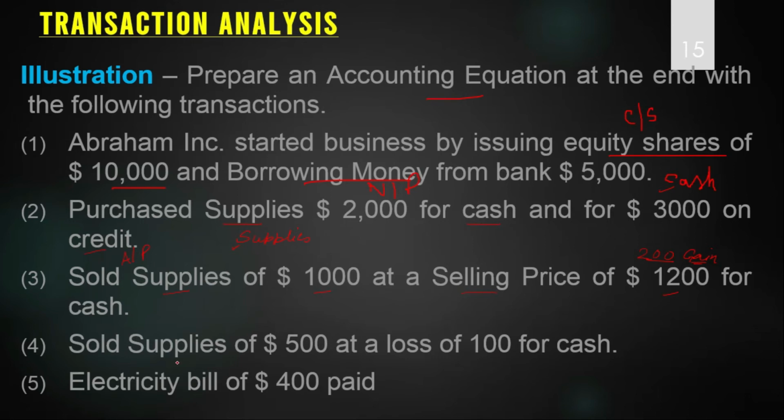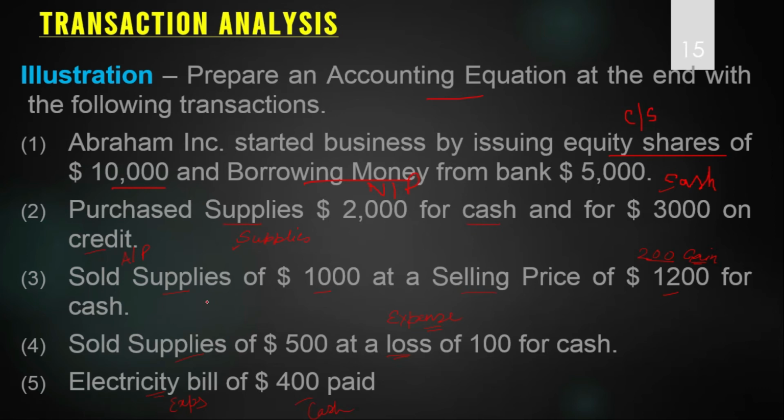The fourth point is sold supplies. So supplies again is an item, but we don't have to create another supplies column. One supplies column is enough. But at a loss. Loss is an item of expense. So loss will be shown under equity as an expense. Electricity bill is also an expense. So you have made the column of expense in equity. So this will go to the expense column. 400 paid, that is cash. So cash you have already prepared in the beginning. So in this way these are some columns.